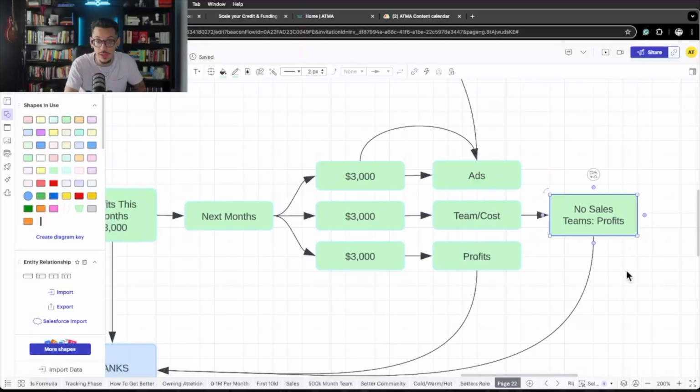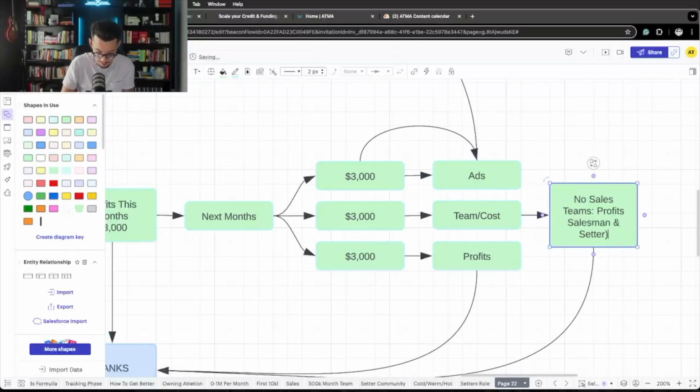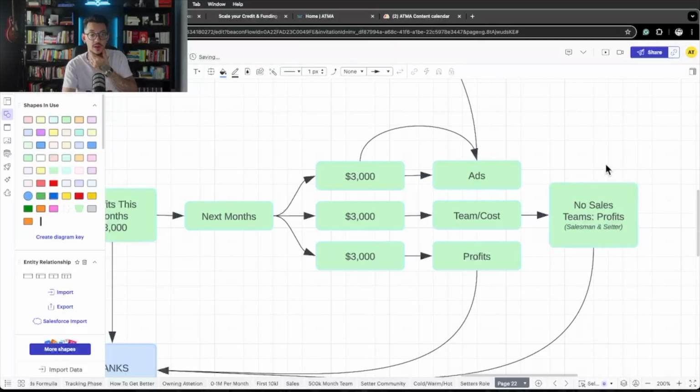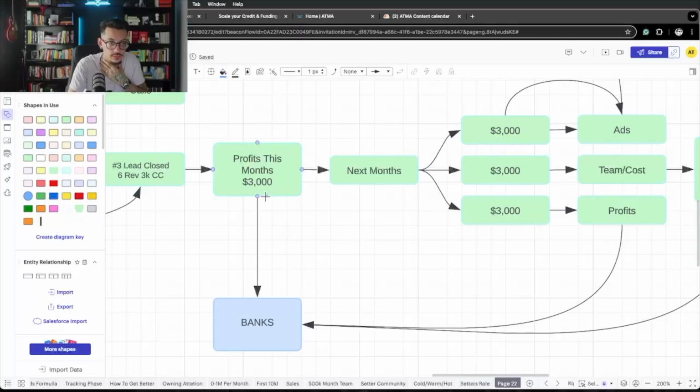If you don't have a team, no sales team, I'm gonna put in parentheses salesmen and setters. Boom. So there you go. If you have no team, you can actually take all that home. So here will be $3,000, and here will be at least $9,000.